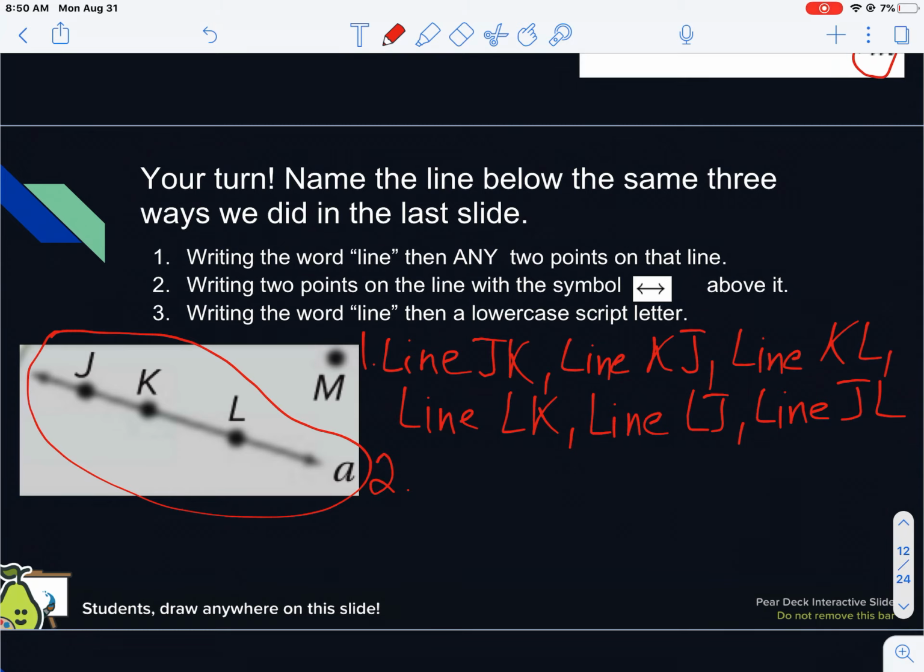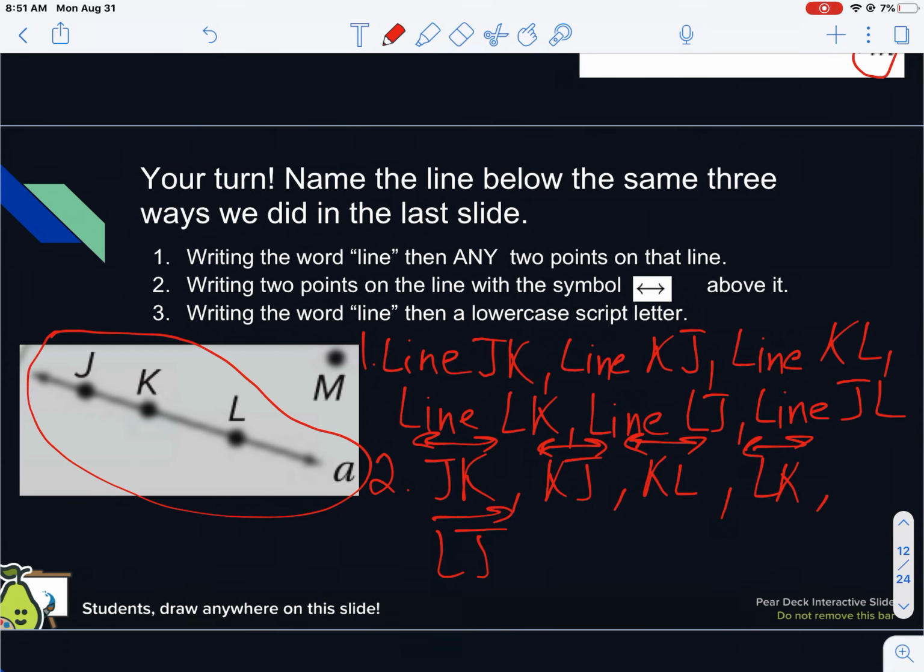Part 2, or way number 2, now we can just write the points, JK, with the arrows pointing both ways, KJ, KL, LK, LJ, and JL. Okay. And then number 3 would be line A. That'd be the third way.